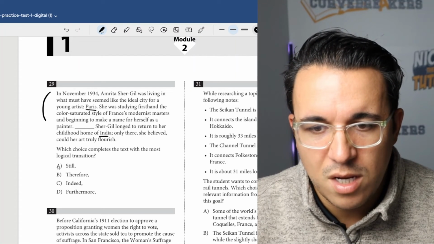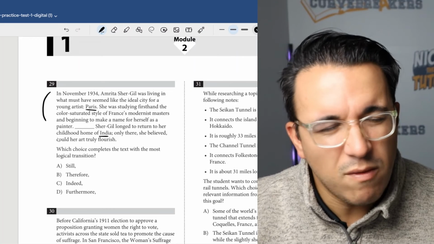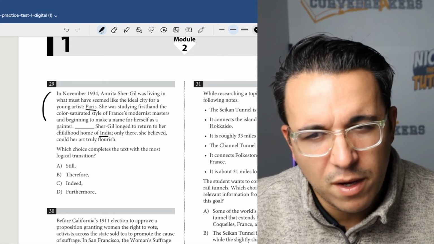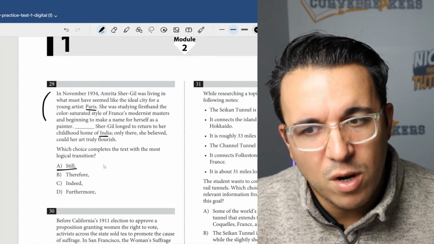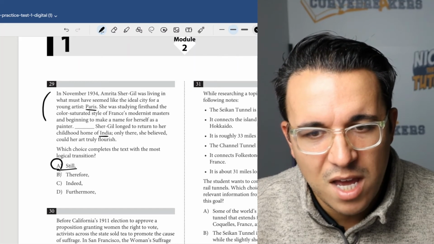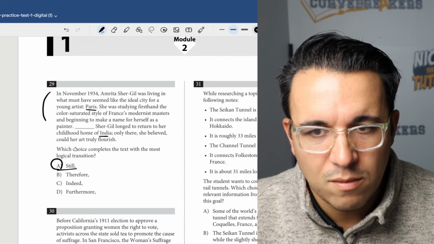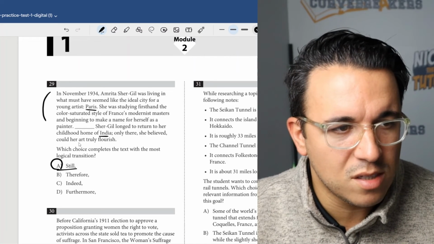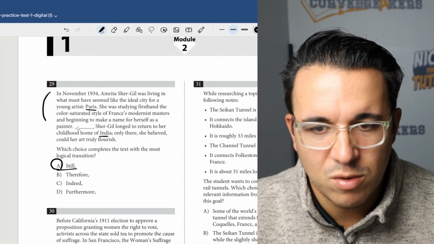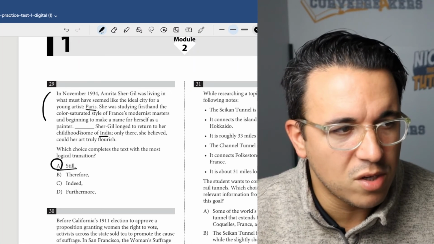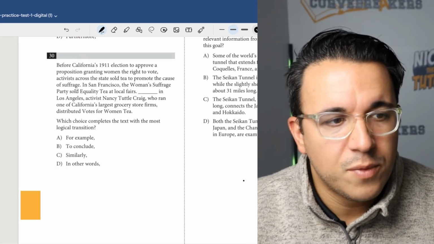So therefore, indeed, furthermore, still. So even though Paris was perfect, still she wanted to return to India. So I think I'm going to go with choice A, still. I think that fits the nature of these two sentences the best. She's going against what she said in the first sentence, which was perfect for her. Still, she wanted to return to India, so I'm going to go with choice A. All right, let's get into number 30.